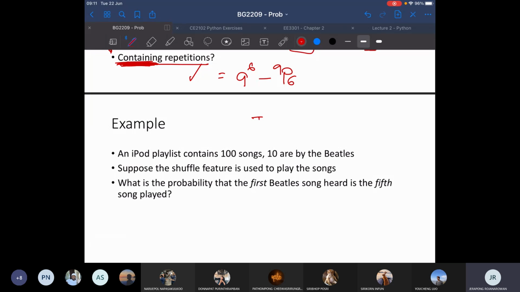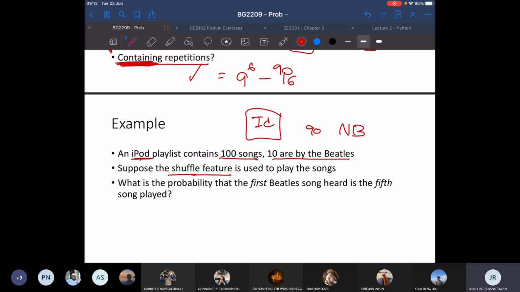Alright guys, try this one. I don't know you guys know about the iPod or not. iPod is a music player which has 100 songs on the playlist, and 10 will be by Beatles and 90 songs are from some other, let's say non-Beatles. So what you're gonna do is that you use the shuffle feature. You're gonna play them randomly.